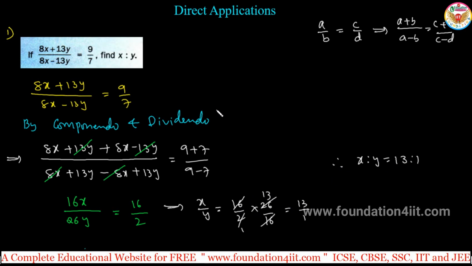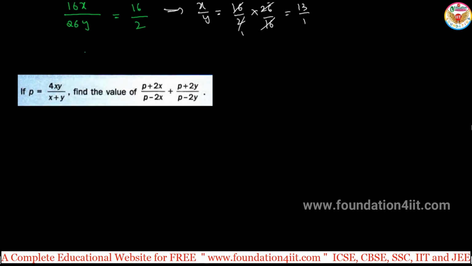So we applied the componendo and dividendo rule here to cancel directly, instead of taking an alternate method like cross multiplication, which would make it lengthy. So we can use these applications of proportions. Right. See one more problem, let's go for a lengthy one. This is the question.